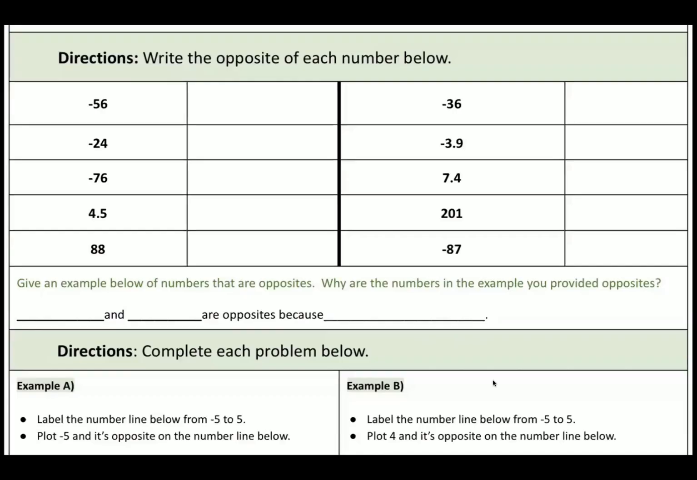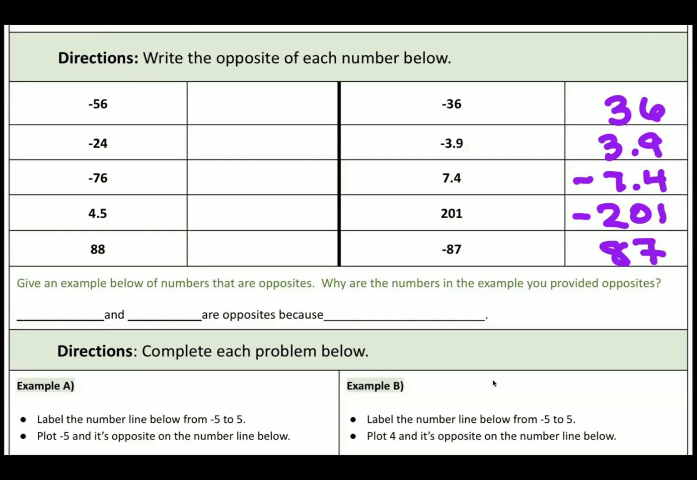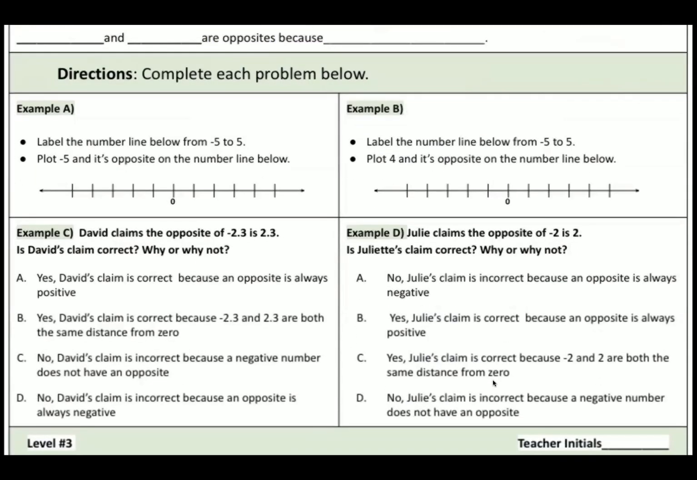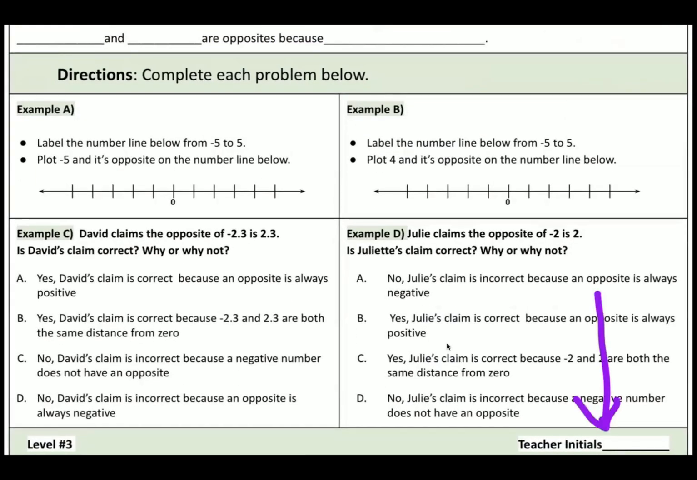This video will not go over all of the answers on this page, but to make sure you're on the right track, I'll go over the answers in the second column. You should have gotten 36, 3.9, negative 7.4, negative 201, and positive 87. Go ahead and complete the rest of this page on your own, then check in with your teacher.